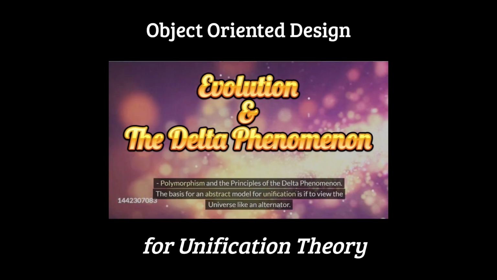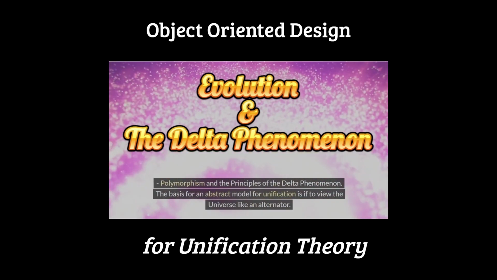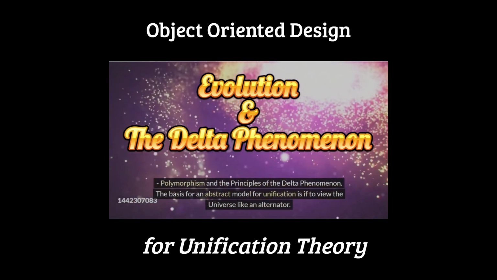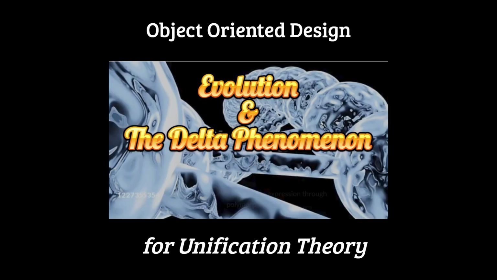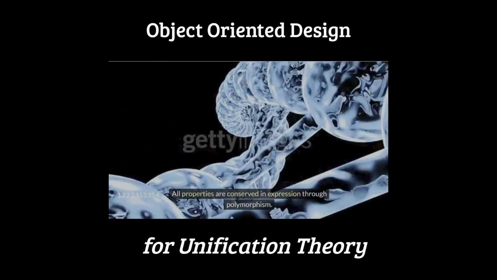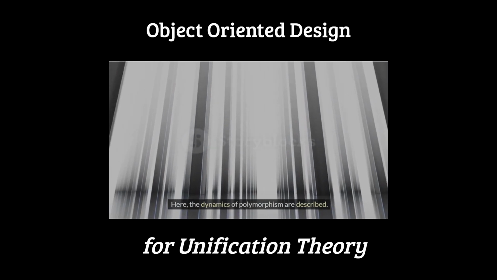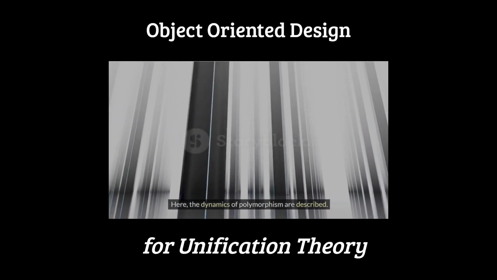Polymorphism and the principles of the delta phenomenon. The basis for an abstract model for unification is to view the universe like an alternator. All properties are conserved in expression through polymorphism. Here, the dynamics of polymorphism are described.